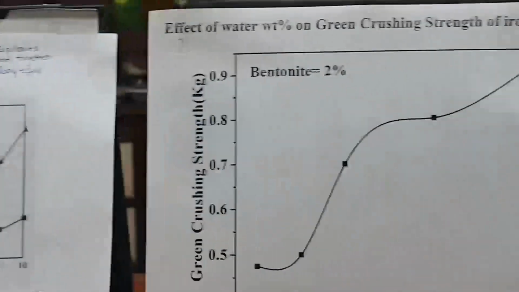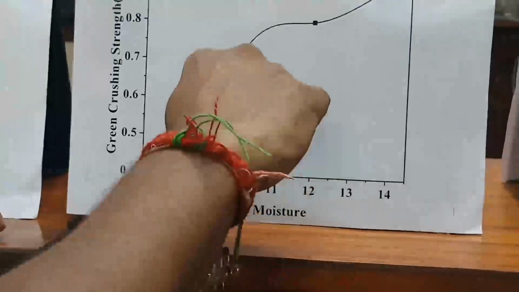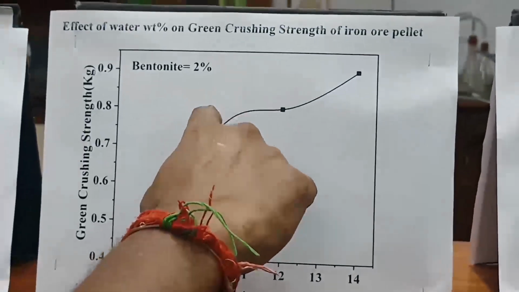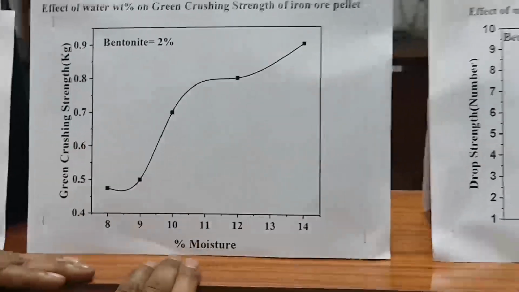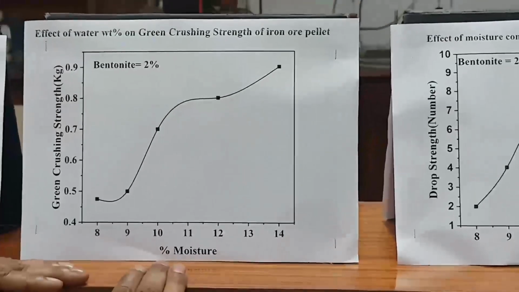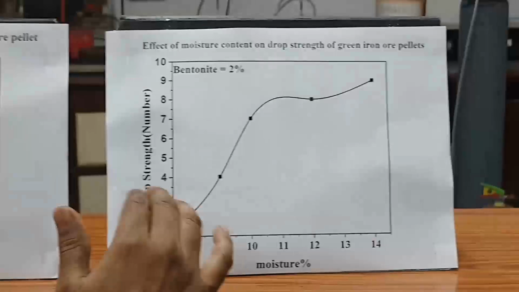In the lab test also, it is shown that with increasing moisture content, the crushing strength is increasing. Here we varied the moisture content but kept the 2% bentonite fixed. Same thing here also, the drop strength is increasing with the moisture.